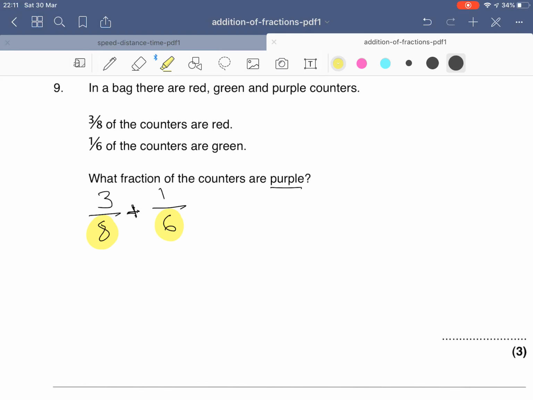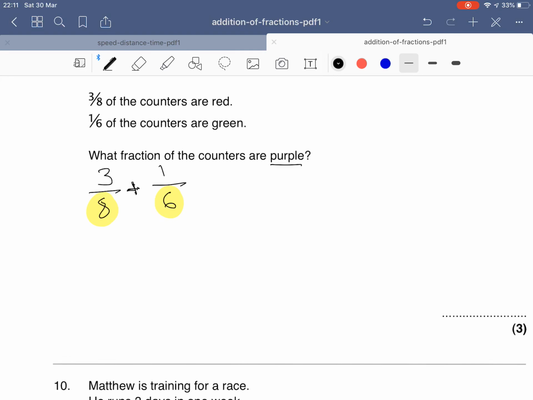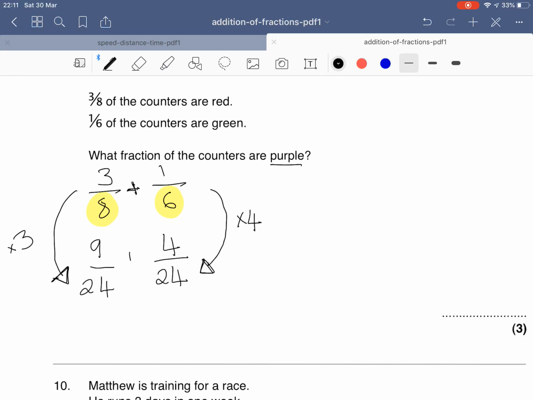We've got bottom number 8, bottom number 6. We think of our 8 times table, think of our 6 times table, and what number goes into both of them. So there is a couple of numbers, but 24 is our lowest, so we'll go with 24. So 8 times what is 24? So 3. So we need to times the 3 by the 3, which is 9. 6 times what is 24? We go times that by 4. 1 times 4 is 4, and then we can add those together. So 9 add 4 is 13, so we've got 13 out of 24.